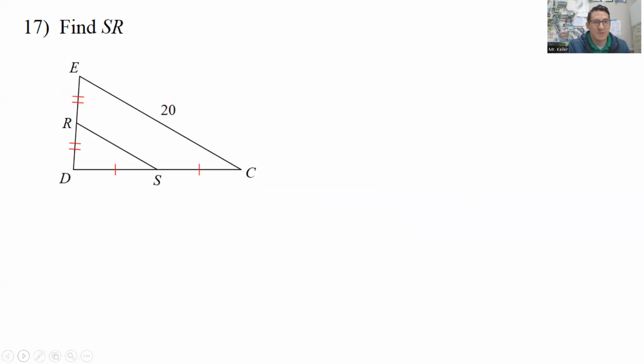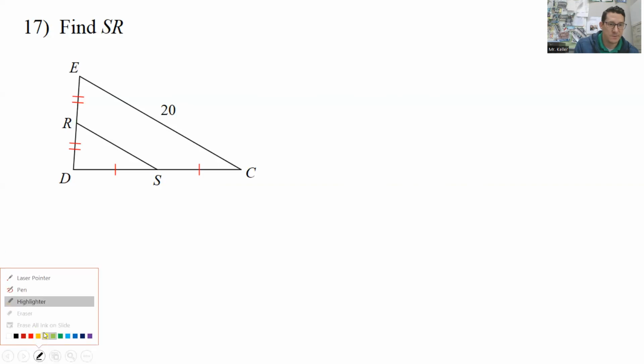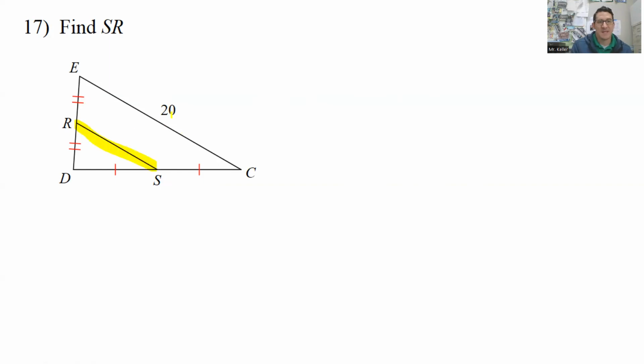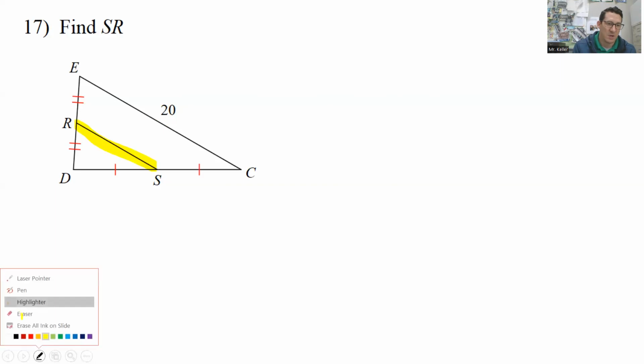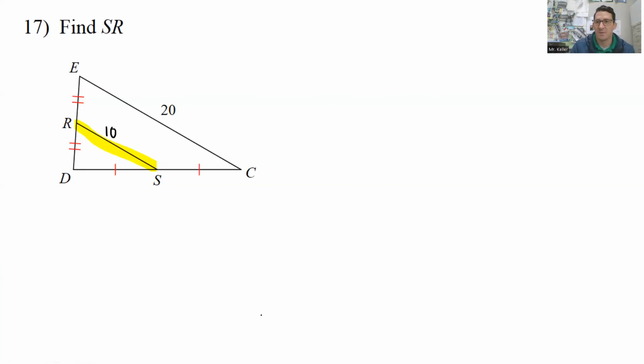So let's do some examples here. Find SR. So SR, we are looking for the yellow part right here. So remember, the mid segment is half as big as this. It takes 2 of the mid segments to make one of these, and so that has to be 10. 20 divided by 2 is 10.